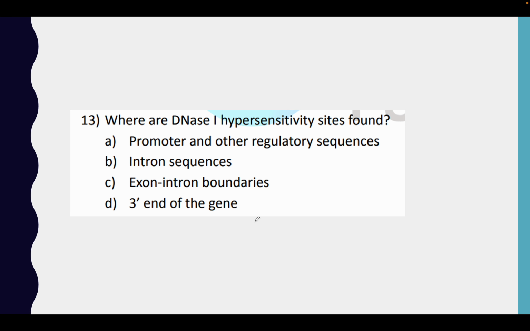DNase 1 की हाइपर सेंसिटिव साइट्स कहाँ पर प्रेजेंट होती हैं? Anyone?